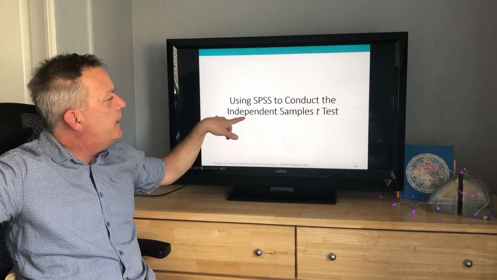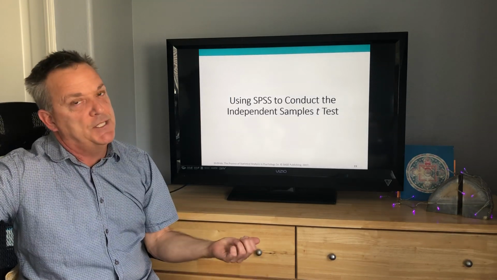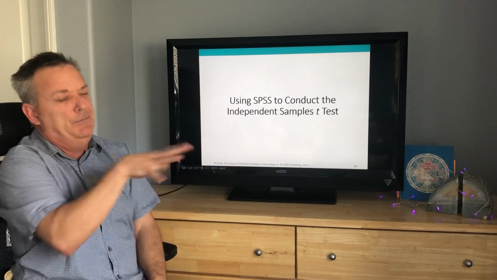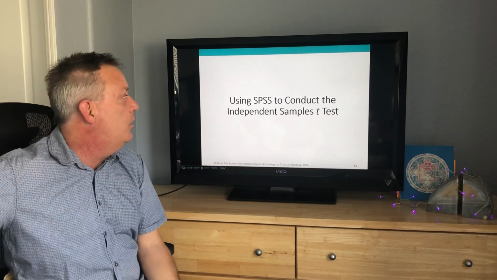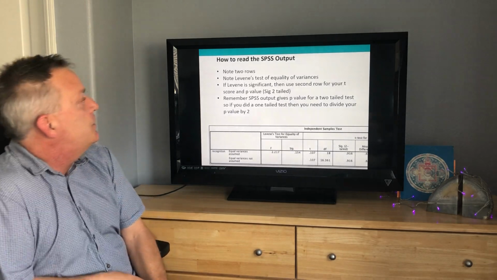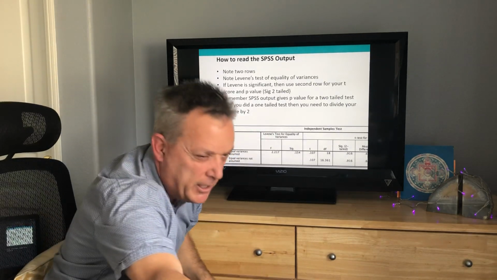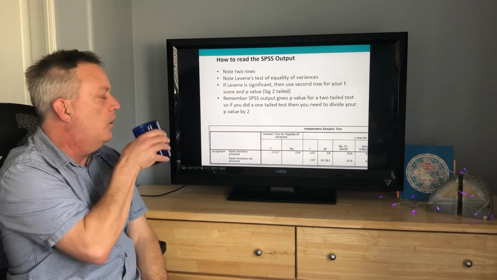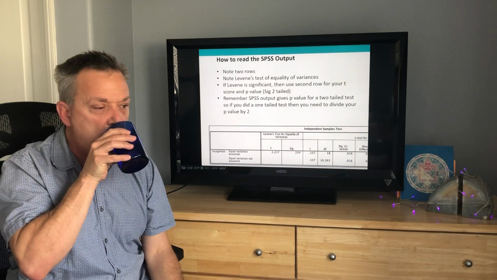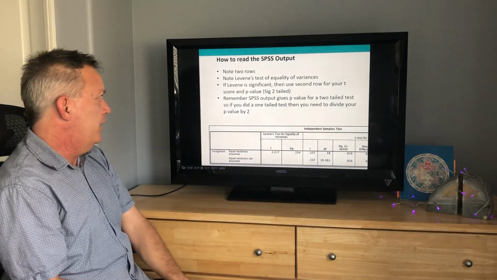Just a note about using SPSS to conduct the independent samples t-test. Of course, SPSS is super cool, right? Once you learn it, just plug in the values, just boom, right? Just have to know how to read the output of SPSS and follow some assumptions and do the right statistical tests, right? And then you have the power within you to be able to tell people statistical results and sound really fancy and intelligent.